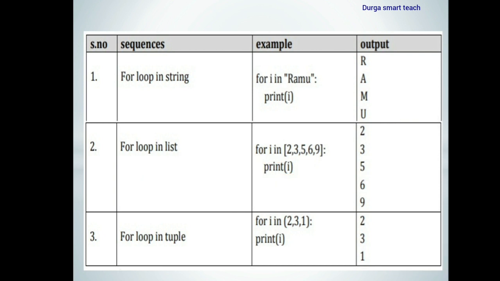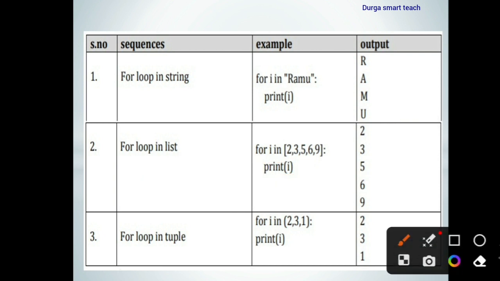The last one is the tuple. What is a tuple? A tuple is also used to store different types of elements under a single variable name. For I in 2, 3, 1, first the I value is pointed to 2. 2 is there in the tuple, so 2 is printed, next 3, 1. In this way, we can execute the statements as long as some element is present in a collection.